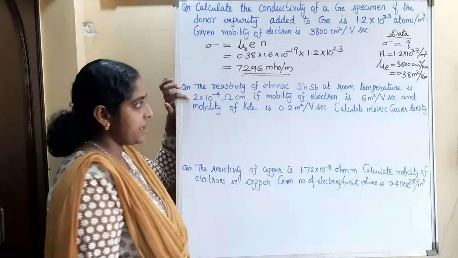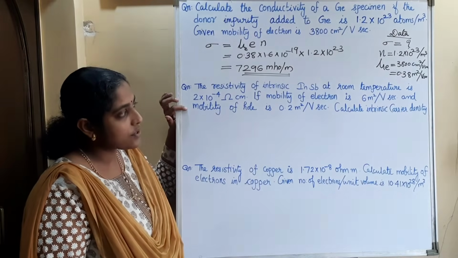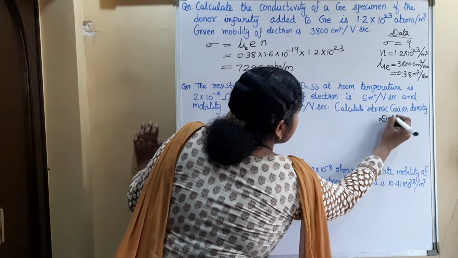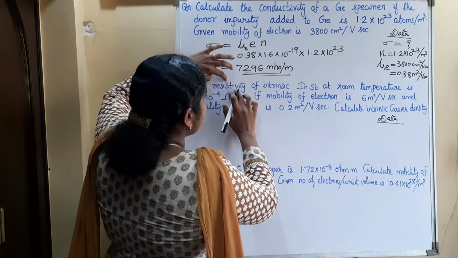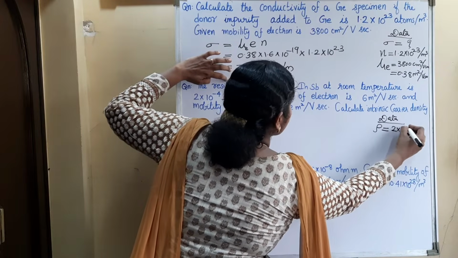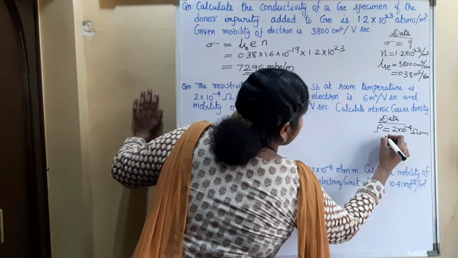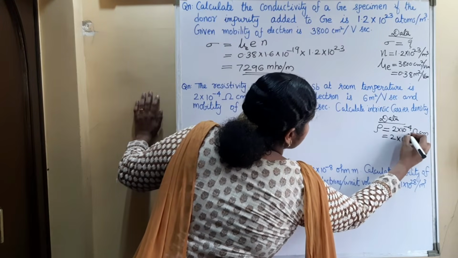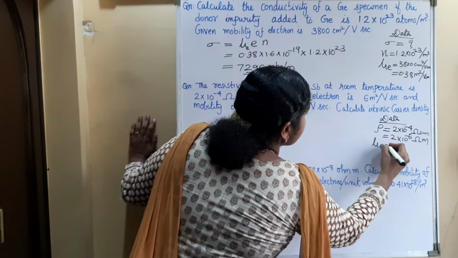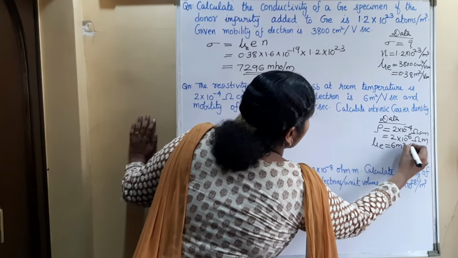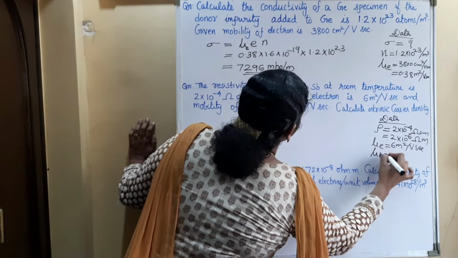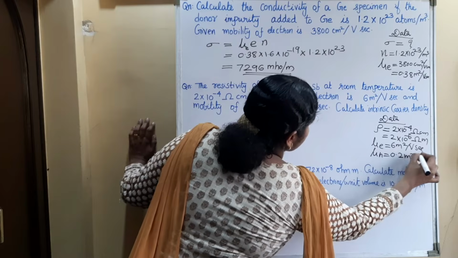Next question, the resistivity of intrinsic indium antimonide at a room temperature is 2 into 10 raised to minus 4 ohm centimeter. If mobility of electron is 6 meter square per volt second and mobility of hole is 0.2 meter square per volt second, calculate intrinsic carrier density. Here the resistivity of intrinsic indium antimonide, that is rho, is given as 2 into 10 raised to minus 4 ohm centimeter. So in meter it becomes 2 into 10 raised to minus 6 ohm meter. If mobility of electron mu E is equal to 6 meter square per volt second and mobility of hole is 0.2 meter square per volt second.